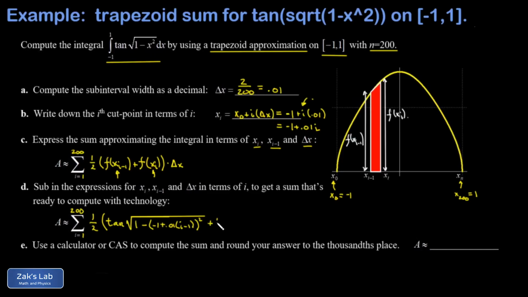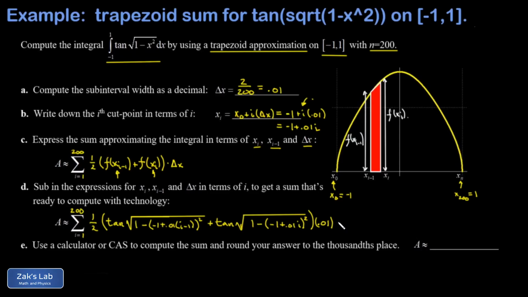And then I have plus my function f of x, again, the tangent of the square root of 1 minus x squared, evaluated at xi. So I get 1 minus, and then looking back at part B, xi is -1 plus 0.01 i, all squared. And then my delta x is 0.01. So this thing is ready to plug into a computer algebra system now, and we'll add up the areas of these 200 trapezoids and get a good approximation of the total area.